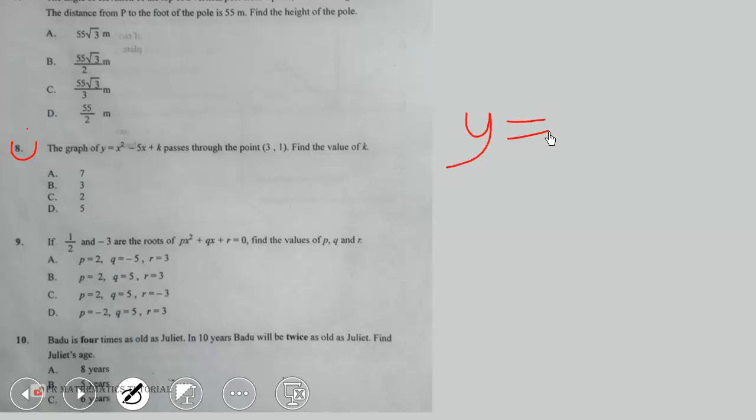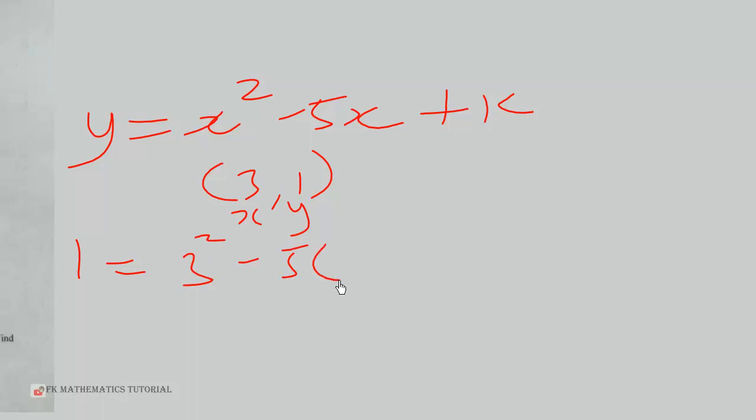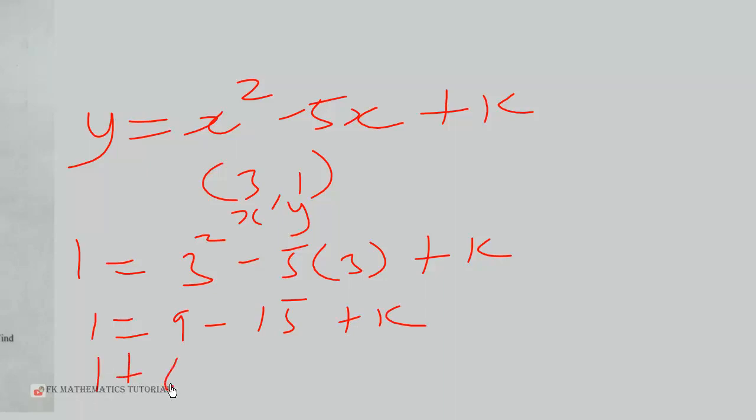So we have y equal x squared minus 5x plus k. So if it passes through the point 3, 1, then x equal 3 and y equal 1. So 1 is equal to 3 squared minus 5 times 3 plus k. So 1 will be equal to 9 minus 15 plus k. 9 minus 15 is negative 6. So 1 plus 6 will be equal to k. Therefore, k will be equal to 7. So the correct answer is 7.